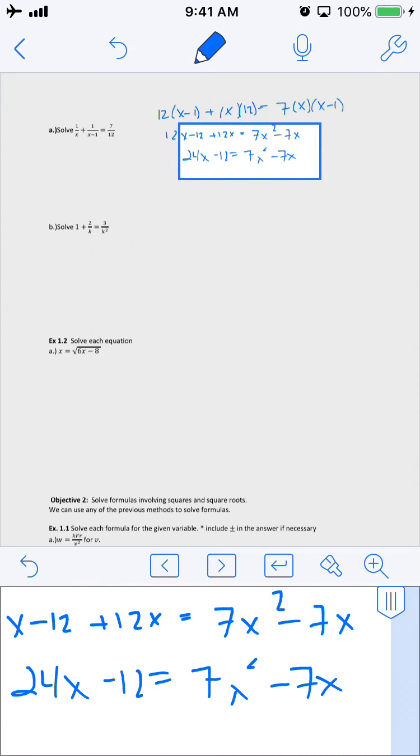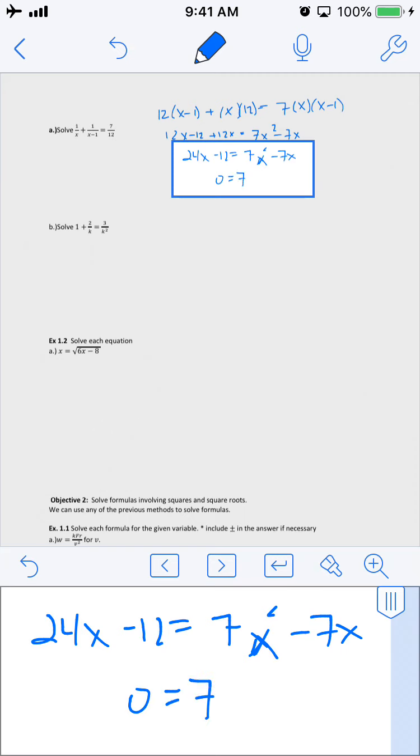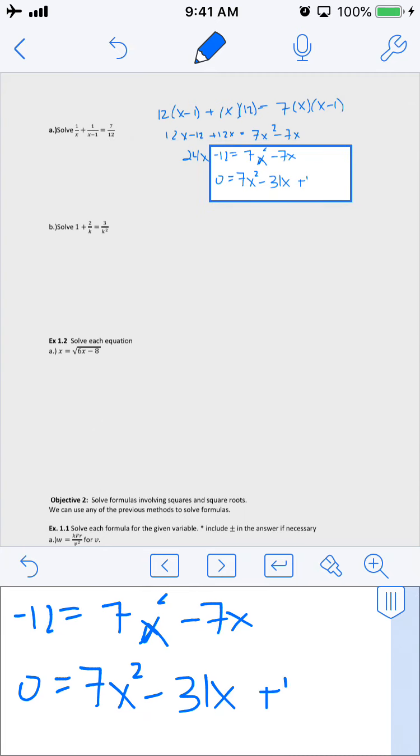Move everything to one side: 0 equals 7x squared minus 31x plus 12. Now I'm noticing it's hit the quadratic form. This is where it's different from last time. We have a quadratic to solve. Luckily, we have the quadratic formula or factoring in our back pocket. You could do complete the square if you felt so inclined. I'm going to try factoring.